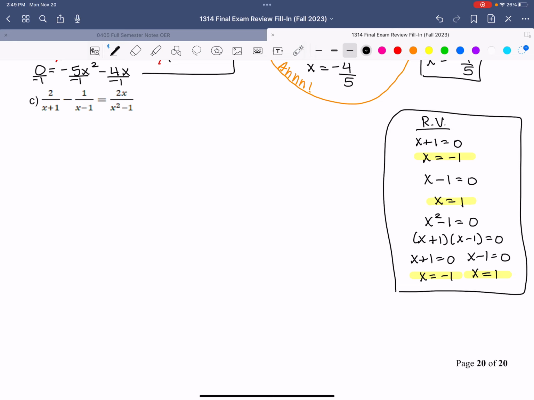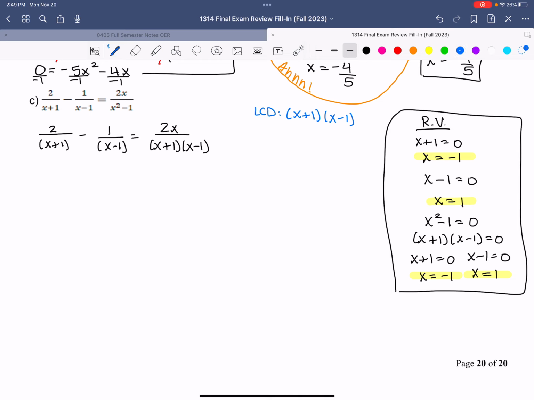Okay, so now we need to figure out what is our least common denominator. So the LCD for this, if you look at all the factored denominators, this is 2 over x plus 1. This is 1 over x minus 1. And this is 2x over x plus 1, x minus 1. So it looks like the factored form there, x plus 1, x minus 1 would be our LCD. So we're going to multiply all the things by that.